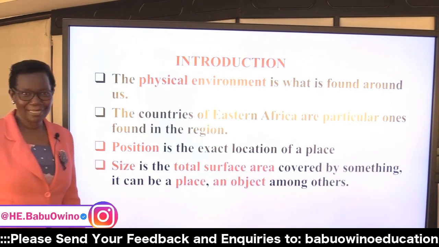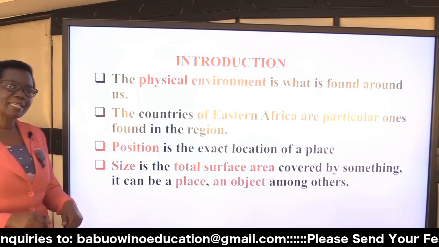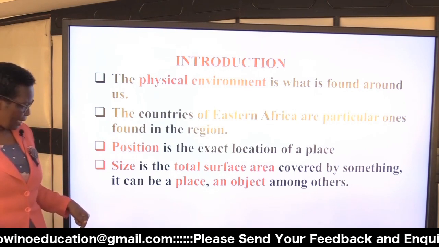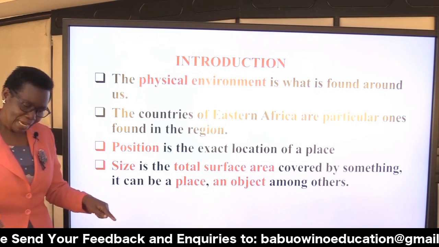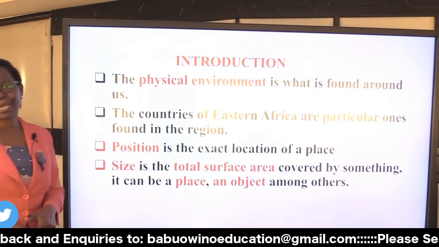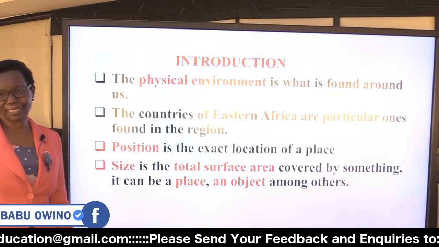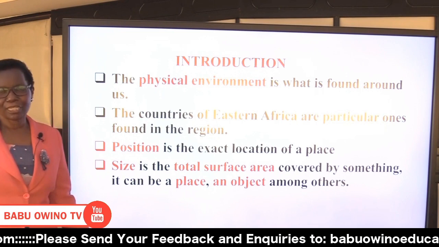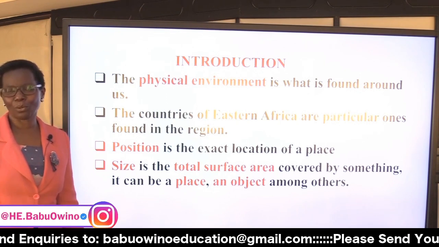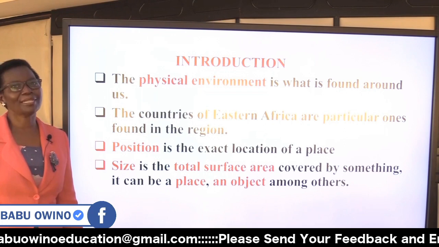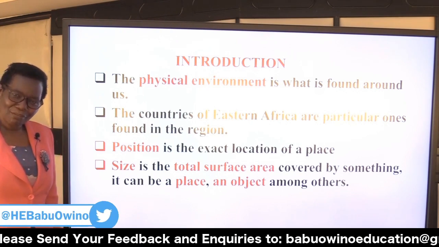When we talk about the size, we are talking about the total surface area covered by something. It can be a place. It can be an object. So the total surface area covered by something is called the size. Like what I have on, I'm putting on a dress. It has a particular size. If I put on a bigger size, it may look funny and you will laugh. If I put on a very small one, it will be tight and you will also laugh. You will be wondering what's wrong with Teacher Dina. So I must get the right size to cover my surface area.